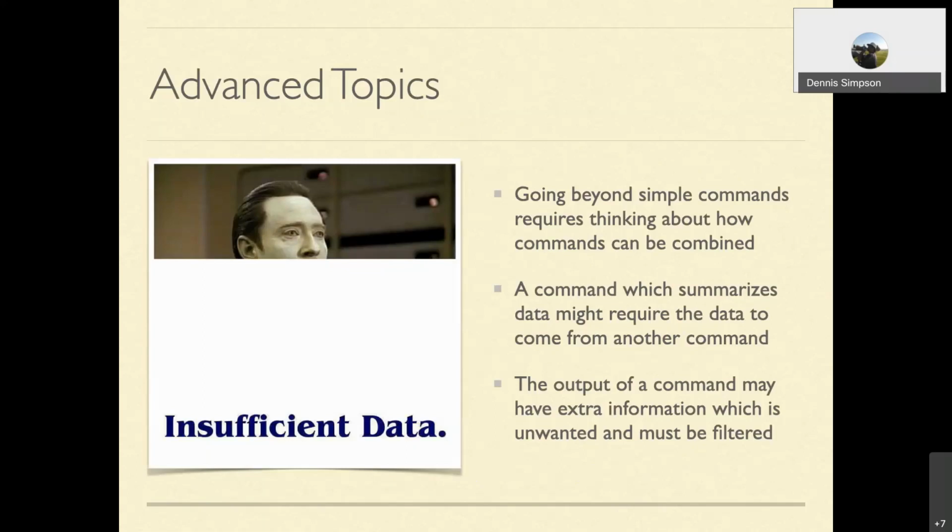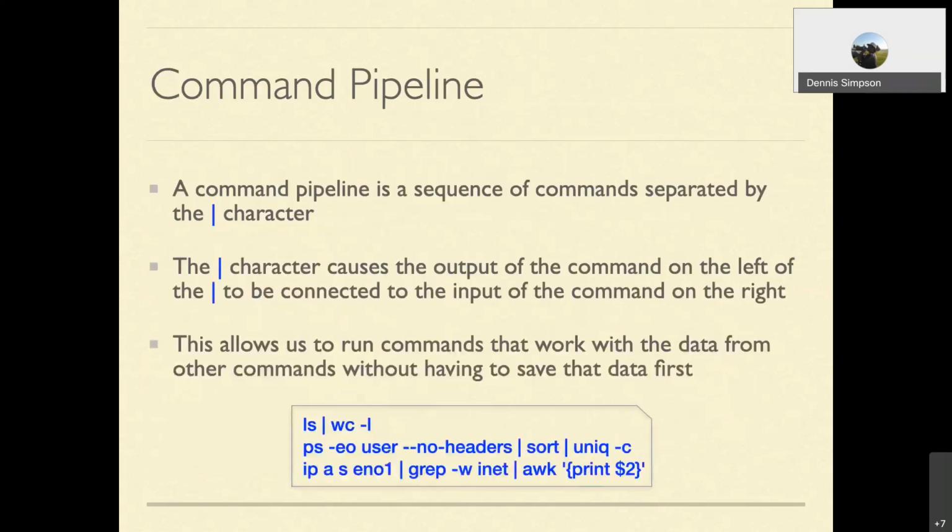So a command that summarizes data might need a whole bunch of data items from other commands, one or more. The other thing that might happen is you might have a command that makes output that has all kinds of stuff in it you don't want. We'll see a couple of examples of this. But what we're talking about here is the mechanism to take the output of one command and make it the input of another, how to combine commands. And we do that with pipelines.